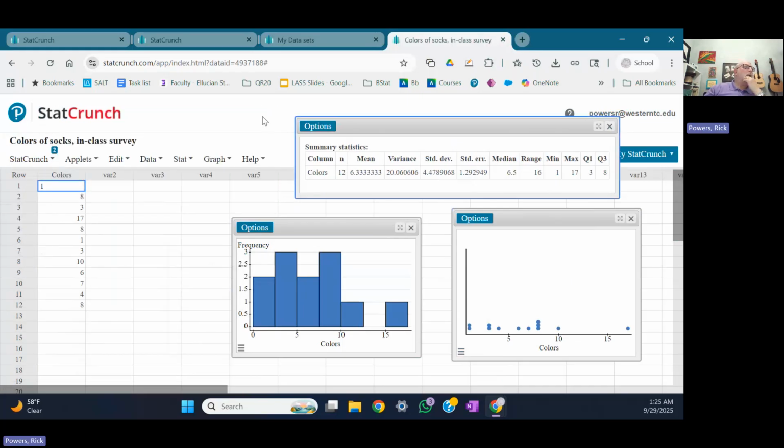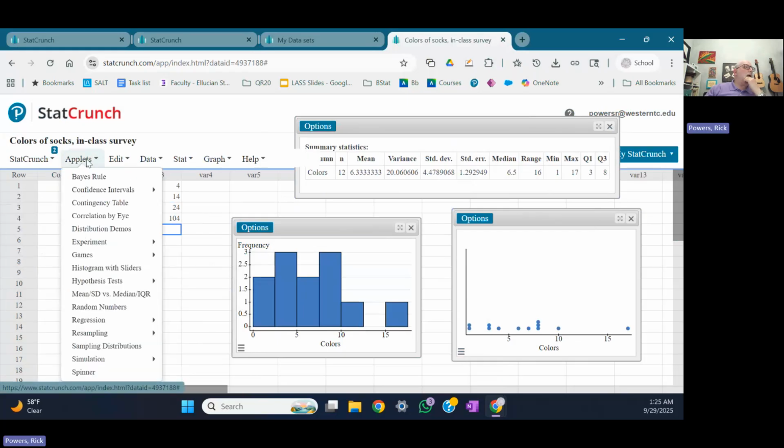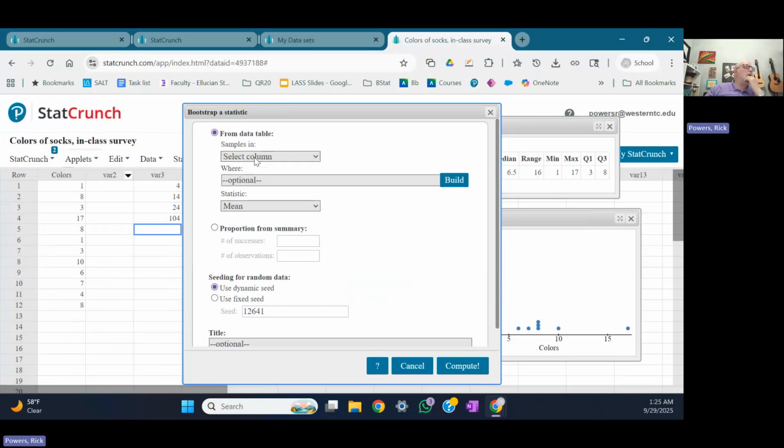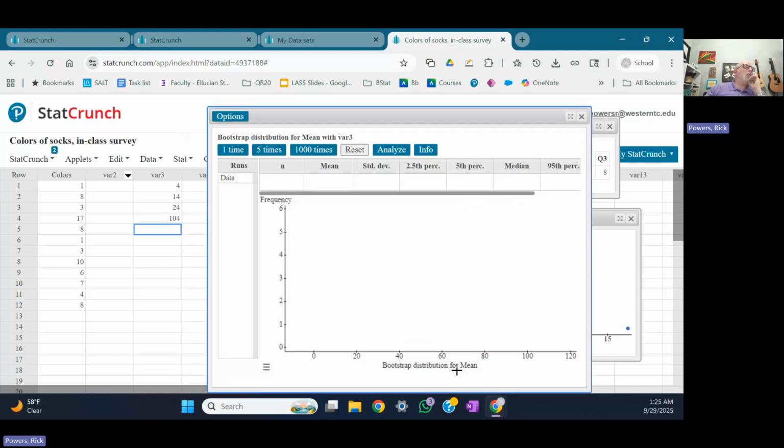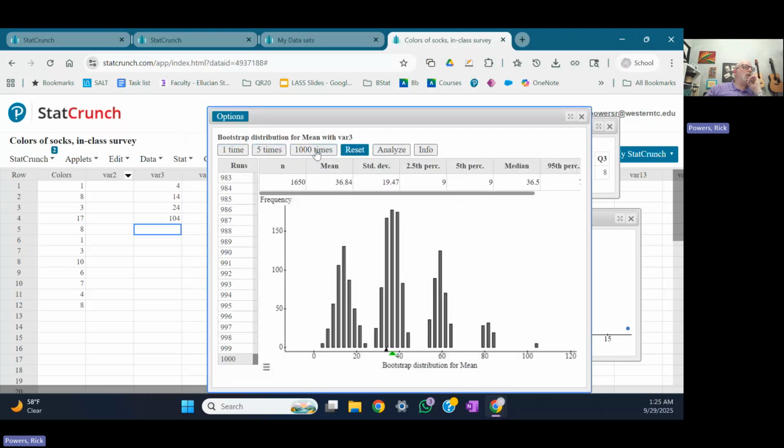Now, let's change this to be a variable 3 here. And we'll just put in these numbers: 4, 14, 24, and 104. Okay, and so we're going to go back here and we're going to do the same resampling, bootstrap a statistic, but now we're going to pick variable 3 here. Okay, and I have my dynamic seed. I don't need to use a fixed seed. In the homework you will, but for us, we can just do this dynamic seed. So we hit compute and we start making things happen.